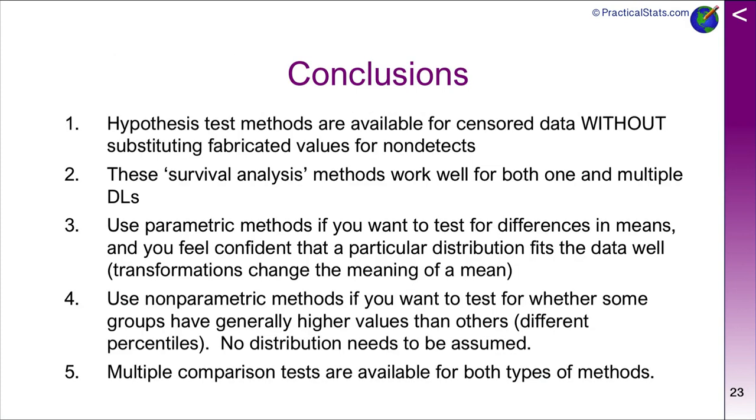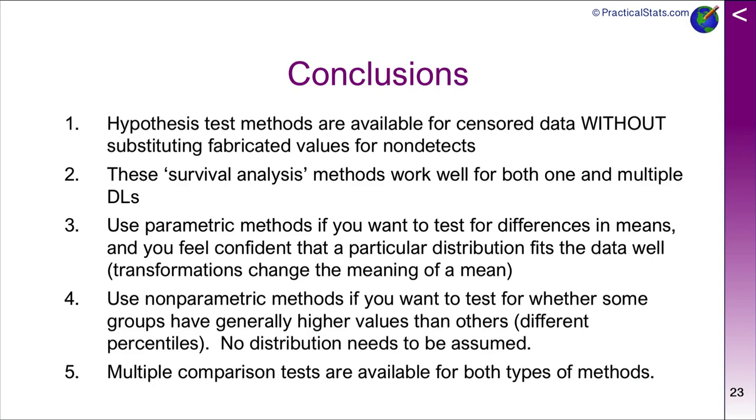So in conclusion, there are hypothesis test methods that are available for censored data without substituting fabricated values. That's the word I use for sticking in a number for the non-detects. These survival analysis methods, that's the statistics jargon for them, work well for both one and multiple detection limits. They've been used in medical statistics and other disciplines for decades. You can use parametric methods if you want to test for differences in means, and you're pretty confident you can fit a distribution to the data well. In this case, the lognormal will fit really well, and I would have plenty of confidence that the means are different here. We've met those assumptions pretty well here.